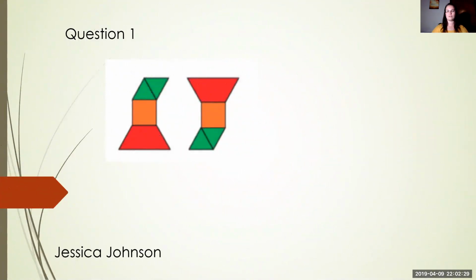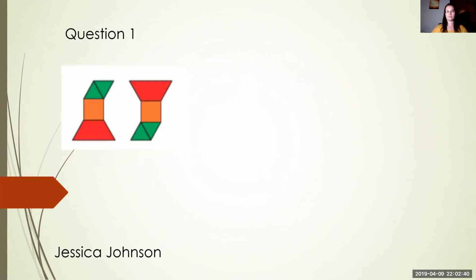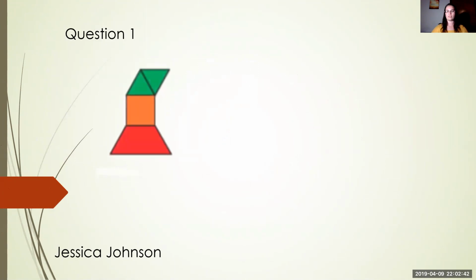Ephraim and Devonte use the rigid motion of rotation on their image, which comes to a 180-degree rotation. Here are their original set of blocks. The students use a point of rotation, probably about this point here, and they move the blocks, let's say, in a clockwise motion.